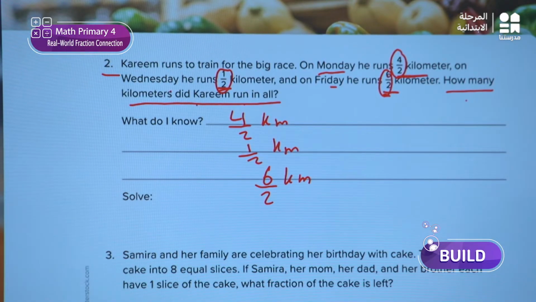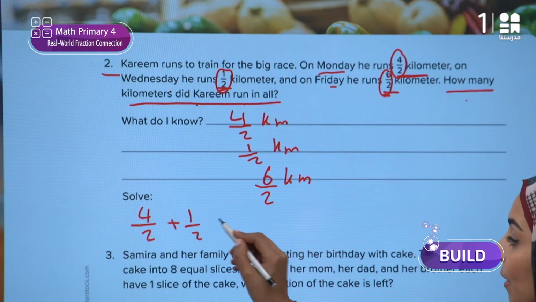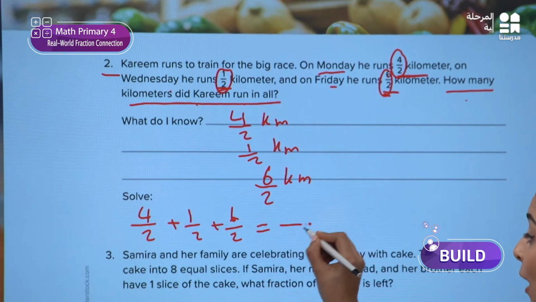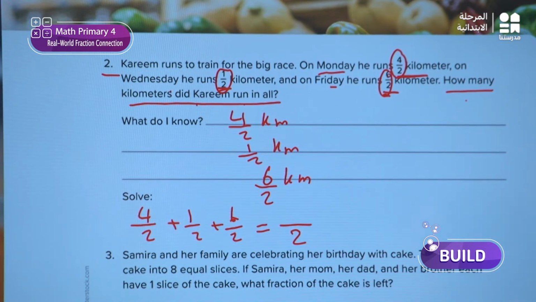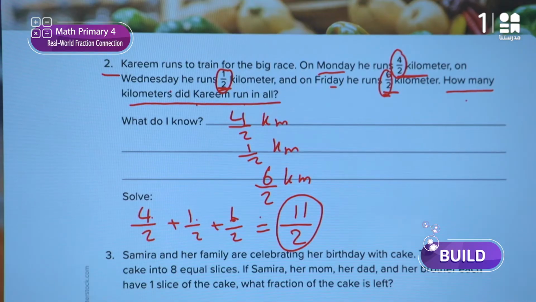Since we want to find the total distance, then surely I will add the distance in the 3 days. So I will make 4 over 2 plus half plus 6 over 2. You see all denominators are the same, so I will keep the denominator as it is and I only add the numerators. So 4 plus 1 plus 6 equals what? Equals 11. So my fraction is 11 over 2.